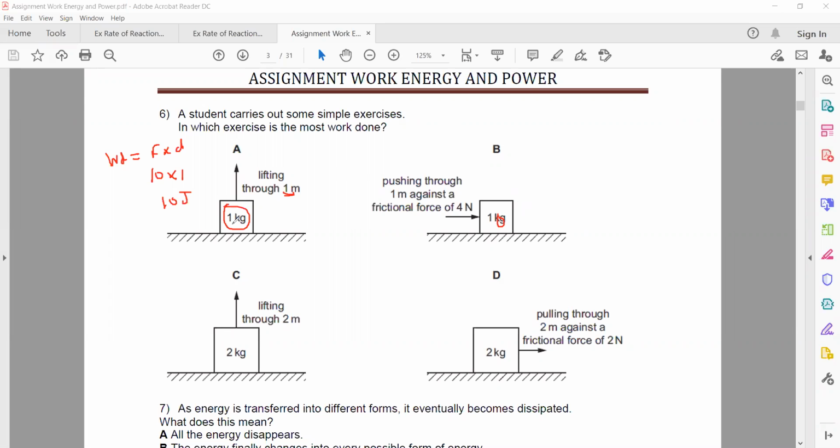How is it 10? Because the mass is 1 kilogram. Mass is the amount of matter, but weight is the force of gravity, so the gravitational force is 10 Newton. So to lift an object, the minimum force should be 10. Practically it will be more than 10, but the minimum force will be 10. Whenever you are lifting an object, the minimum force required is always equal to the weight of the object.